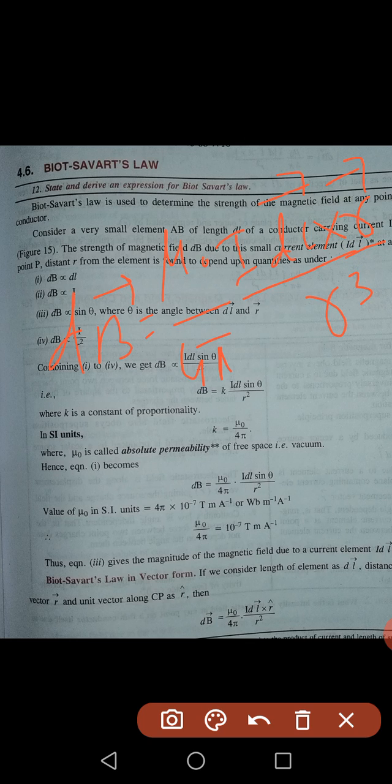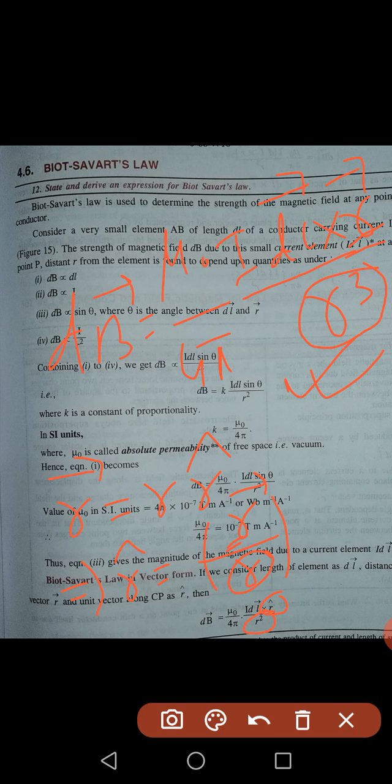Why so? If you remember, in class 11 we got this concept: vector r is equal to r into r cap. So from this, r cap is equal to vector r by r. In this place, if we substitute r cap with this, the r in the denominator gets multiplied with this r square, making it r cube. This is also the vector form of Biot-Savart's law.